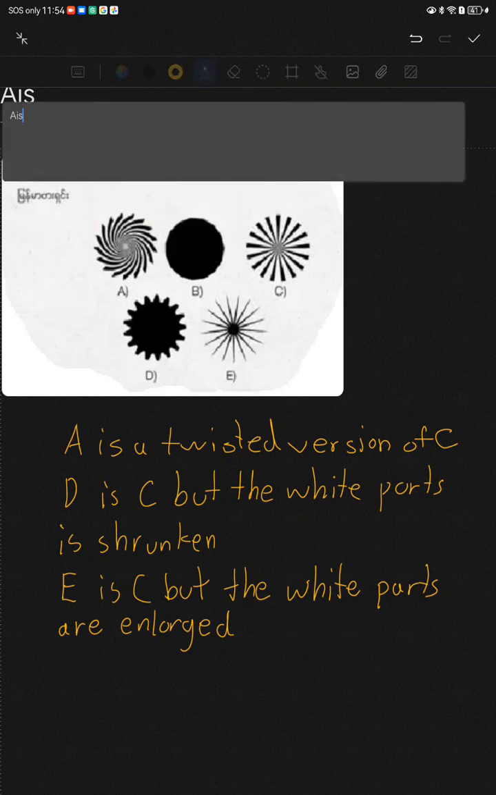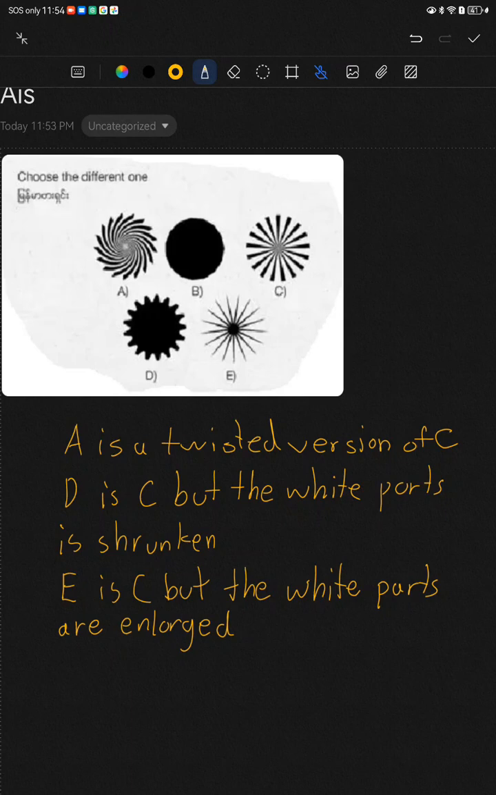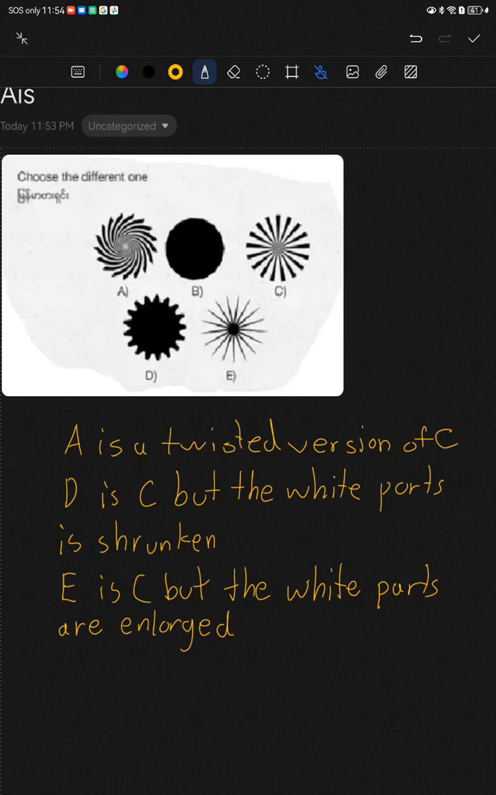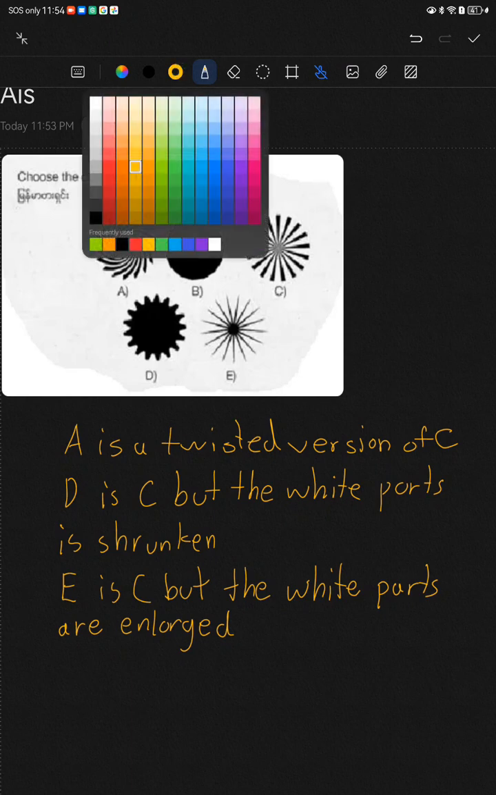We've now related A, D, E to C. But what do they have in common? Yes, you're correct. They are distorted forms of C. A, D, E are just distorted forms of C.